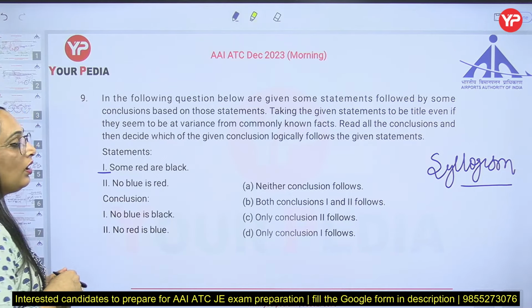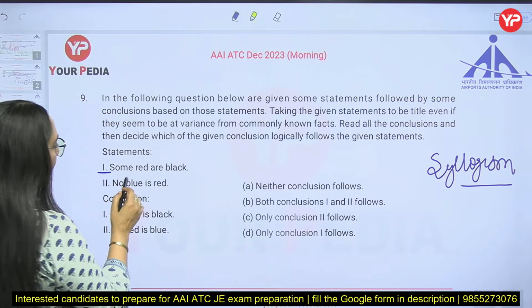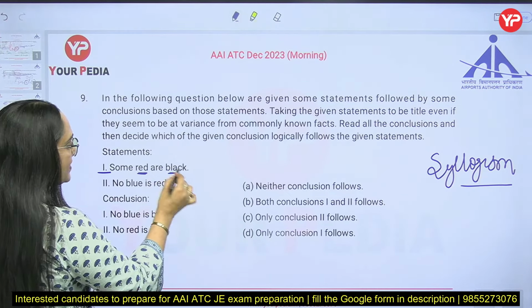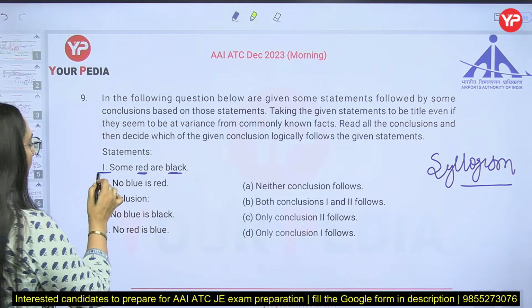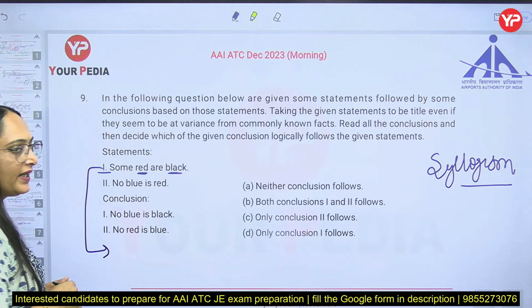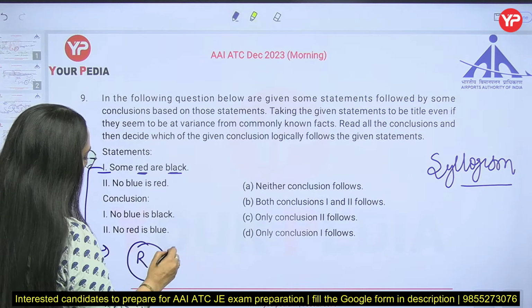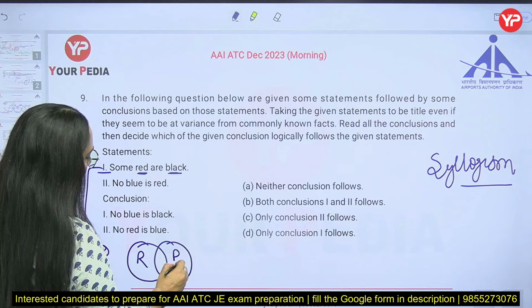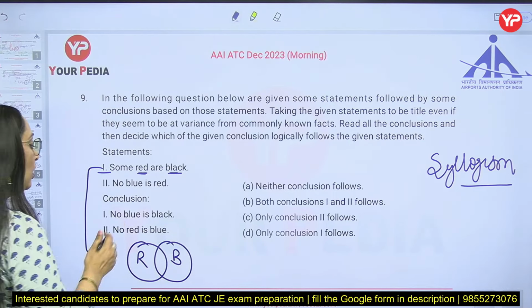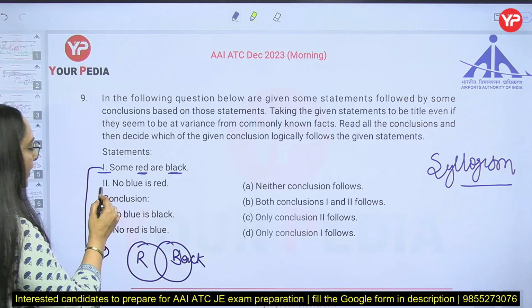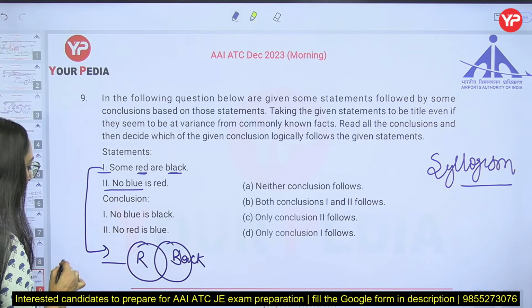See, some red are black. So red is the subject here and black is the predicate here. So how can we draw some red are black with the help of a Venn diagram? Some red are black. Now this is black.